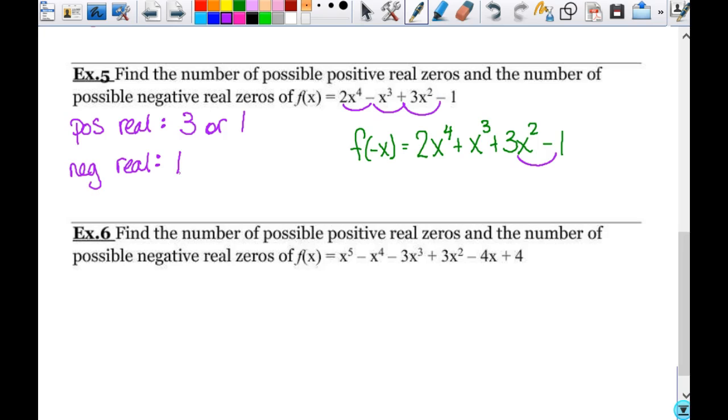These are all the pieces that you got to do before you go do the work, because if you don't narrow it down by this, you're going to be there all day long figuring stuff out. All right, so I want you to work on the last one on your own.